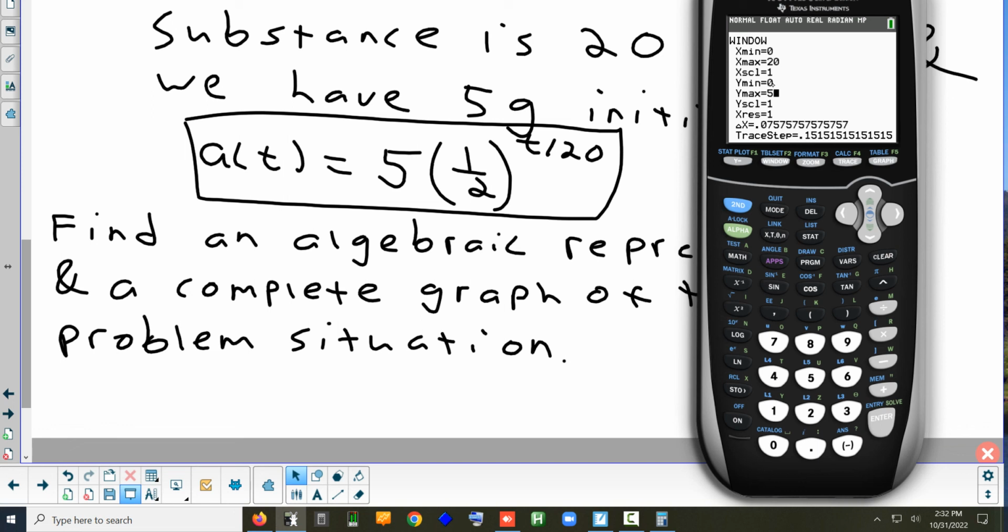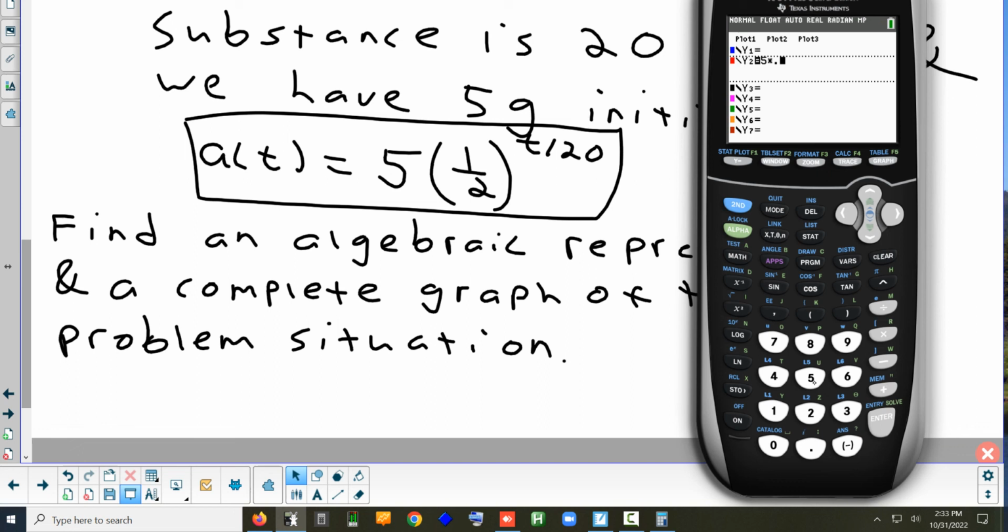So let's not go below 0. And I'd say let's look at this for 80 days. If the half-life is 20, 80 days is how many half-life cycles? 4. So that's half of a half of a half of a half. That's half, quarter, eighth, 16th. So we're going to have a lot less than 5 by the time we get all the way to 80 days. We don't need to go that far. But that's our window.